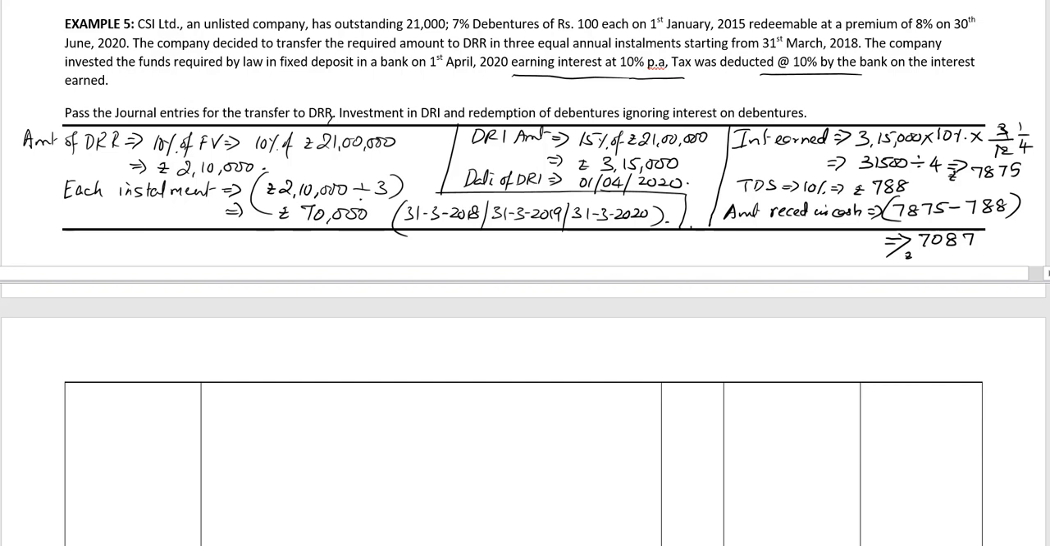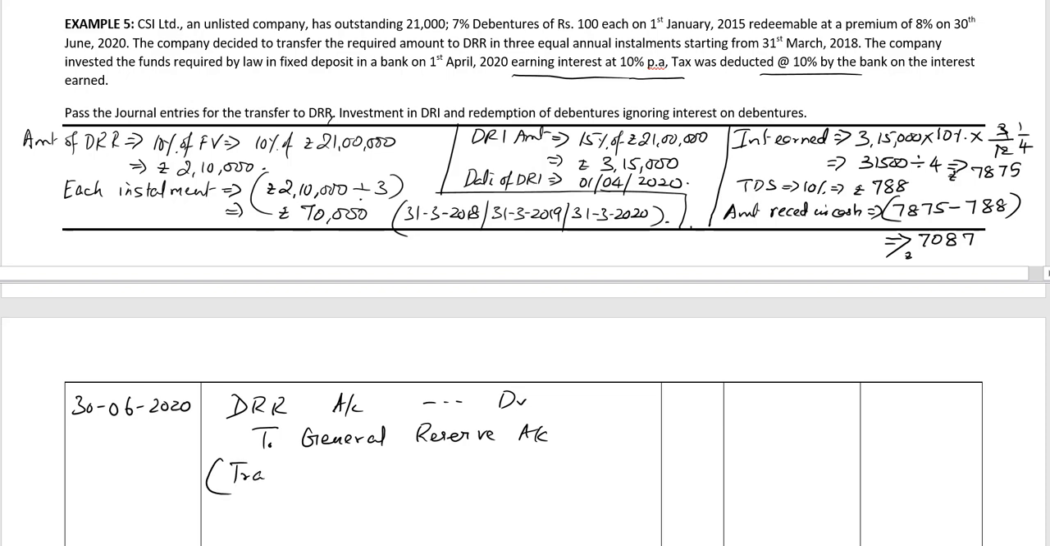The next entry on the same date, 30/6/2020, we will transfer the DRR amount to the general reserve. For transfer of debenture redemption reserve to general reserve account, ₹2,10,000.